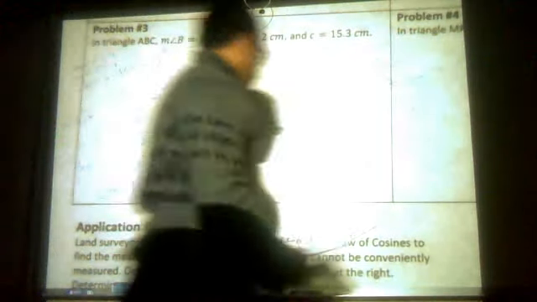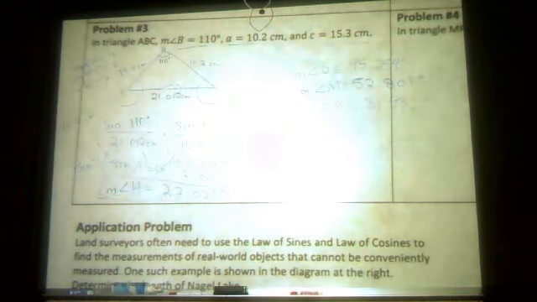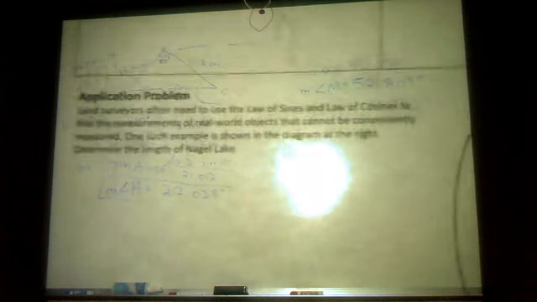The last problem that we're going to work on is the application problem. So go ahead and take out the application problem. It is asking you to find the length of the river. So it says land surveyors often need to use the law of cosines and the law of sines. This is like a real world application.